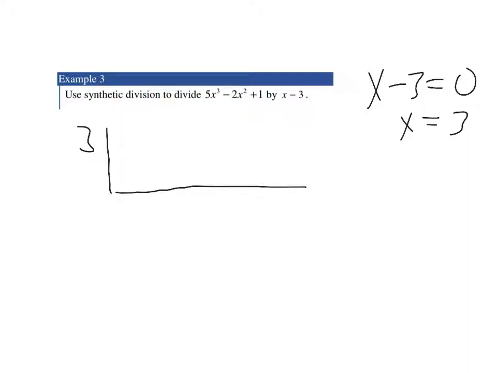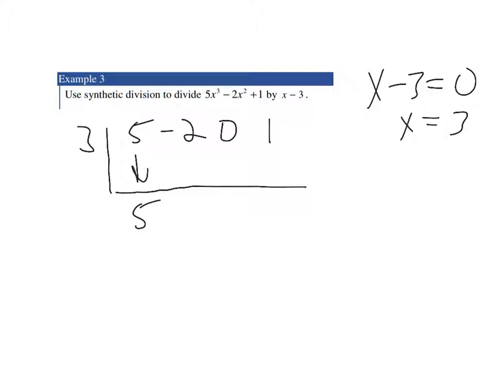And then you pull the coefficients out of your dividend, I believe. So we're going to take the coefficients, and what I want you to notice is that there's no x term. So to do this division, I need to make sure I include a 0. This is crucial for synthetic division. You will get the wrong answer if you don't include missing powers of the variable.